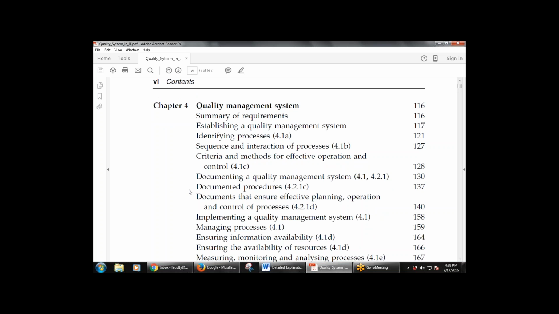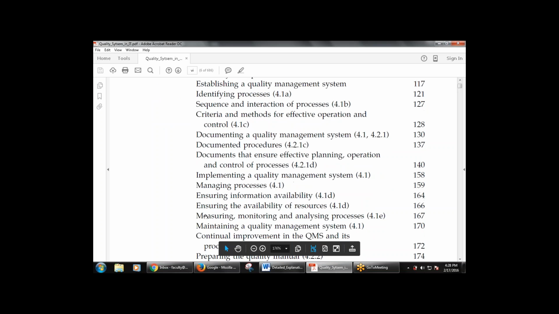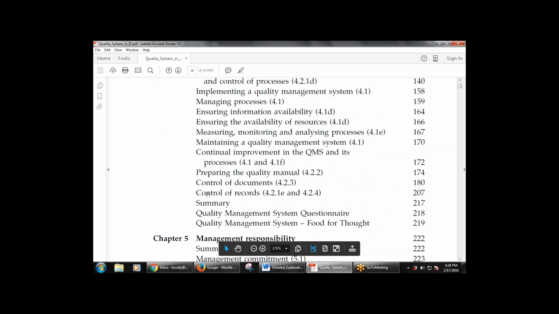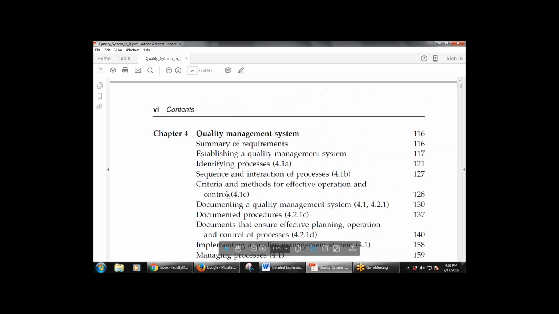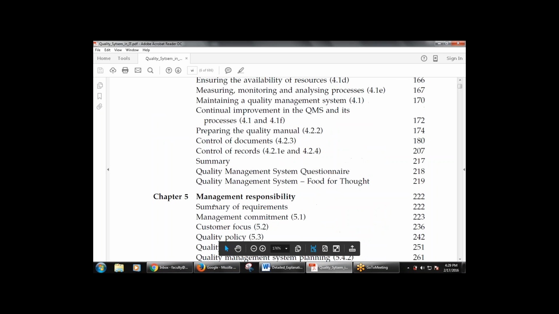Then implementing a quality management system, that is, how to implement a quality management system. Then managing the processes. Then ensuring information availability, that is, how the information will be available. Then ensuring the availability of resources. Then maintaining the quality management system, control of documents, control of records. These are the various terms used in the quality management system, that is chapter number 4.